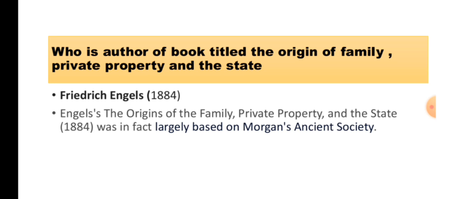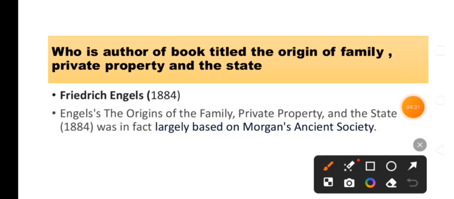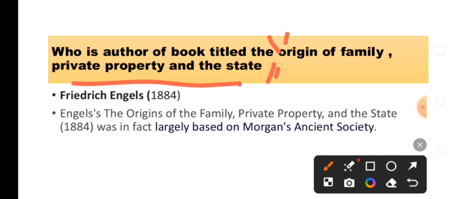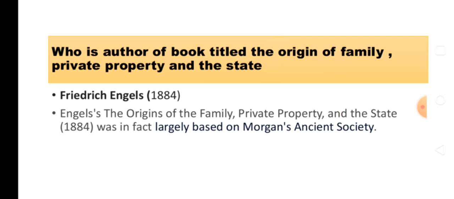We are trying to provide some important questions, so please read carefully. Who is the author of the book titled The Origin of the Family, Private Property and the State? Friedrich Engels, in the year 1884. The Origin of the Family, Private Property and the State was in fact largely based on Morgan's Ancient Society. Important question. Next.